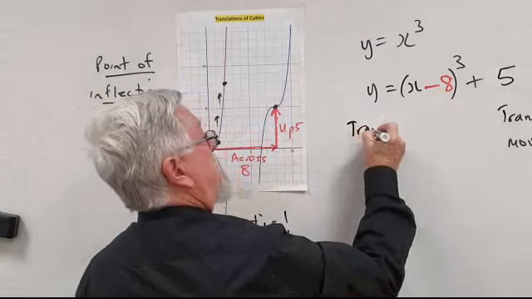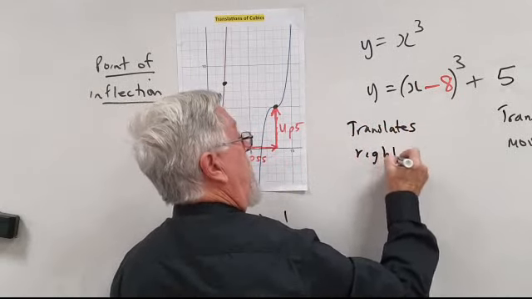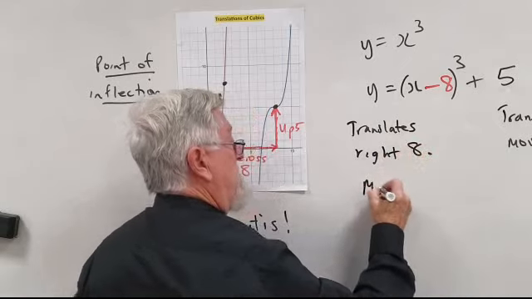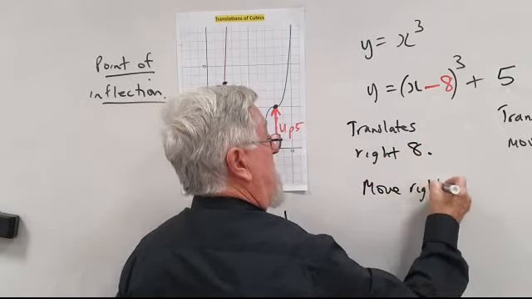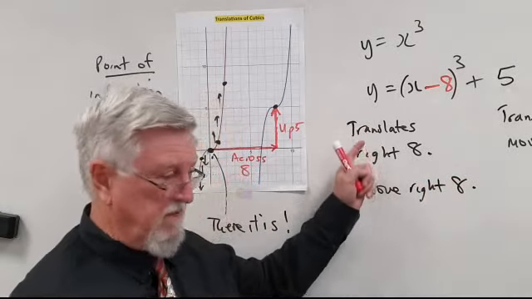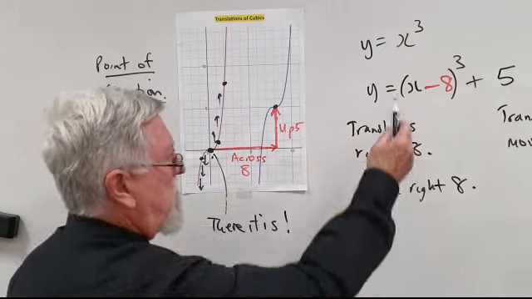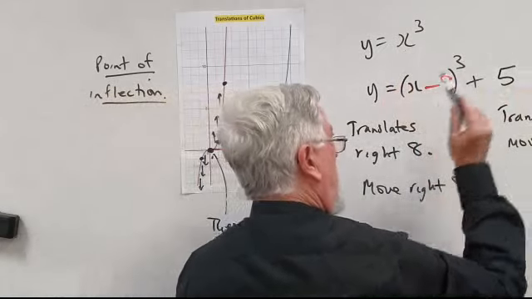So we can say it translates right by 8, or we can just say move right 8. I still think one day in our Year 12 exams they're going to insist that you must say translate, but at the moment we're accepting move. So what happened to the graph? It moved 8 right and it moved up 5.